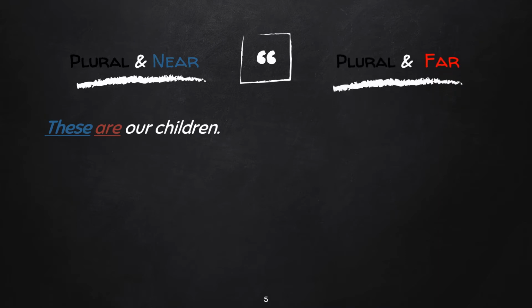An example of a plural and far demonstrative pronoun. Can you lend me those shoes? Those is used when the object is plural. The object is the pair of the shoes, a plural noun. It is also used when the object is far. The speaker may be standing away, pointing at the shoes he wants to borrow.